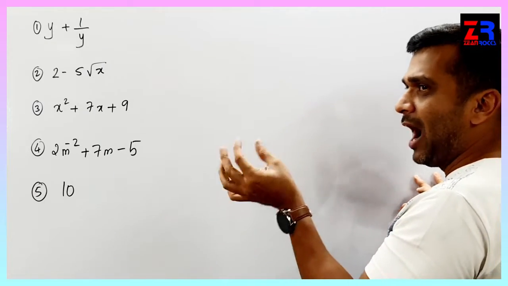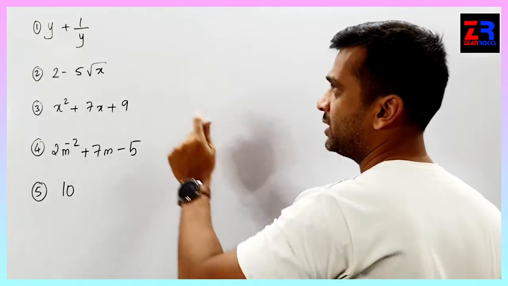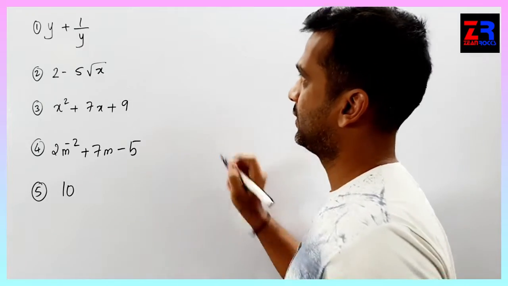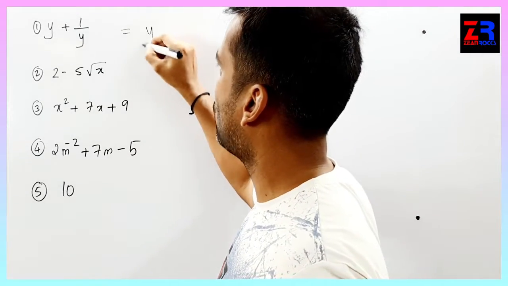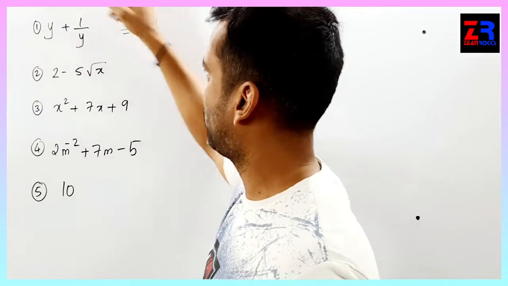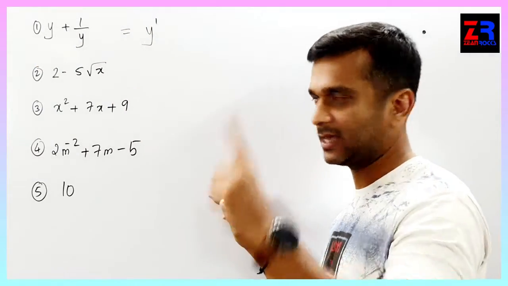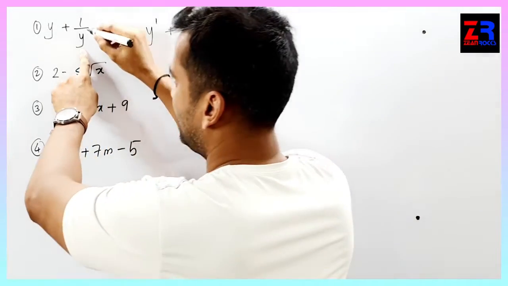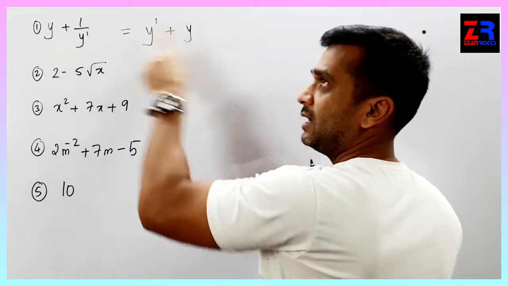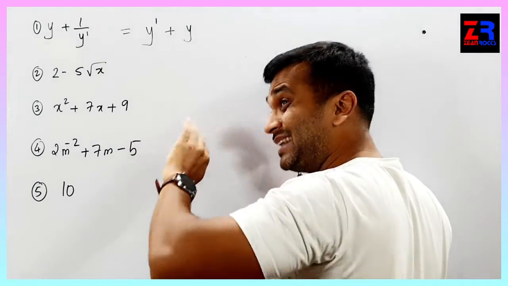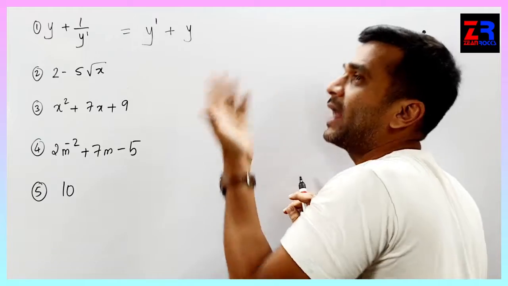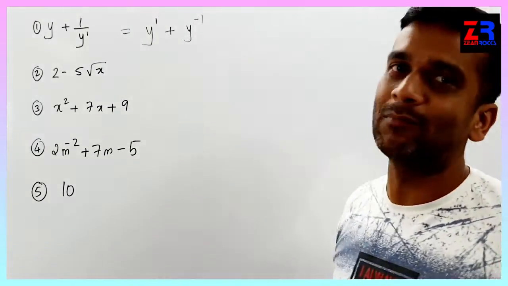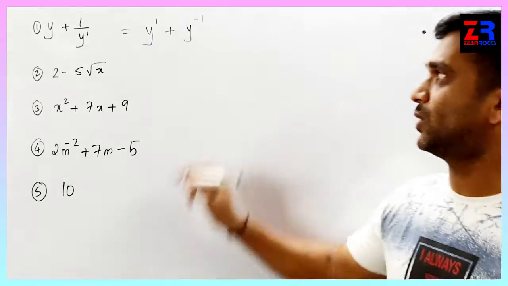We will study each question carefully. Talking about the first question, y plus 1 upon y. This can also be written as y raised to 1. If there is nothing on top of y, the power is 1, plus y raised to, this y is in the denominator, it is having power as 1, but when it comes to the numerator, as per the rule of indices, its power becomes -1. See the power.